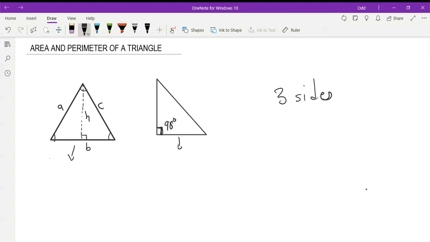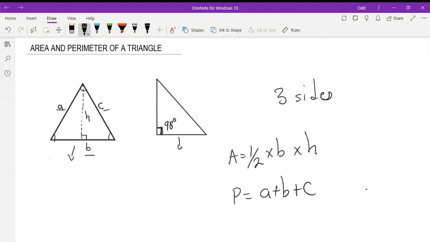So the formula for the area of a triangle will be half times base times height. We are not concerned with the A and the C yet. The formula for the area is half times base times height, and the perimeter will simply be the sum of all the sides. So that will be A plus B plus C. This plus this plus this gives us the sum of all the sides.